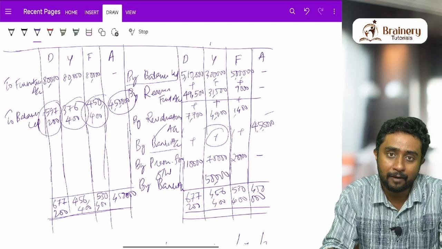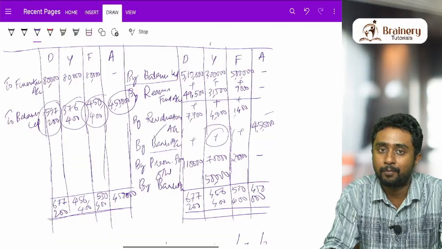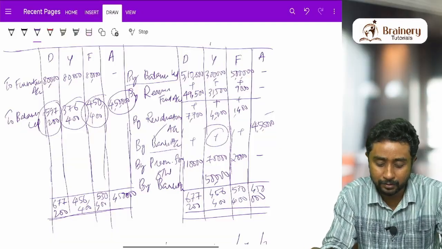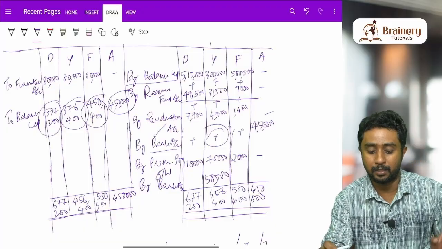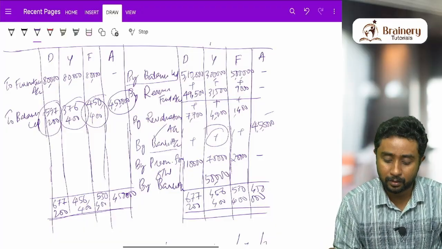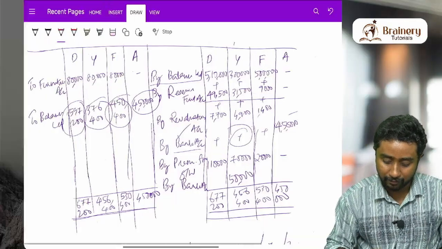After that we have to share this goodwill. Sharing goodwill is related to the capital accounts only. Premium for goodwill account debit to sacrificing partners' capital accounts. Now, who are the sacrificing partners? Here, as you can see, Divya, Yasmin and Fatima are the sacrificing partners.